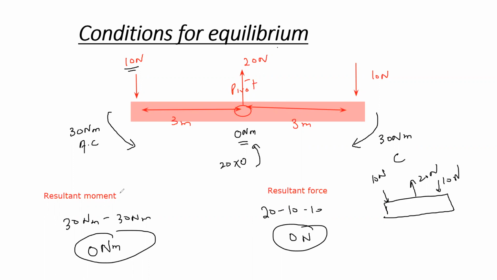So when you have resultant moment 0 and resultant force 0, we call that this object is in equilibrium, and these are the two conditions for an object to be in equilibrium: there should be no resultant force and there should be no resultant turning effect or moment. Is it clear? So we can say that this object is in equilibrium, or this object is balanced.